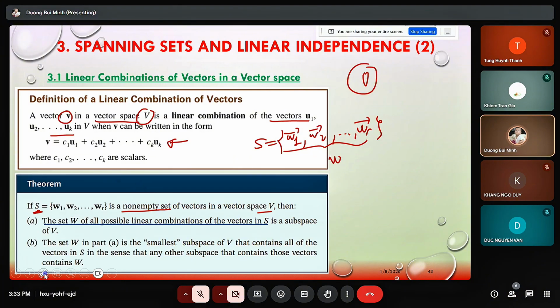So if we have this set W, that's a W. Or how can I say? Maybe V1.